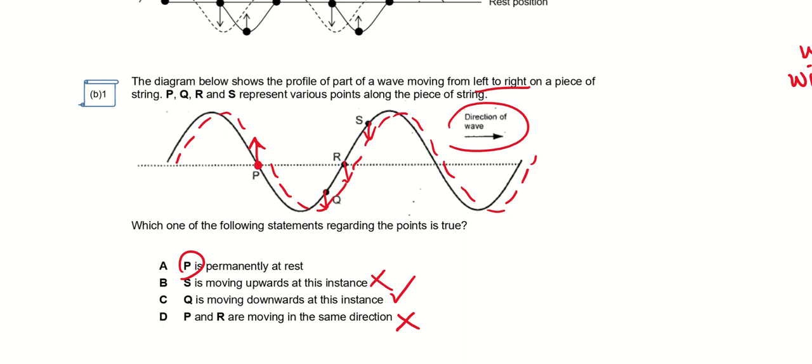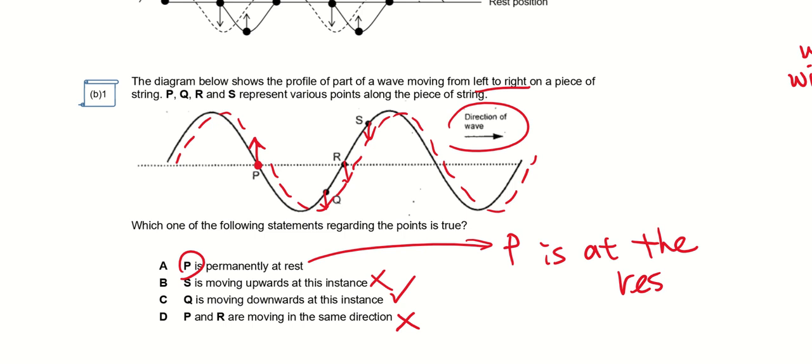P is permanently at rest. Can or not? Imagine you ask them to do a wave, then the person is permanently at rest. Cannot. You are like, hey, why are you not doing this? Correct? So P is not permanently at rest. P is at the rest position, but it is not permanently at rest.